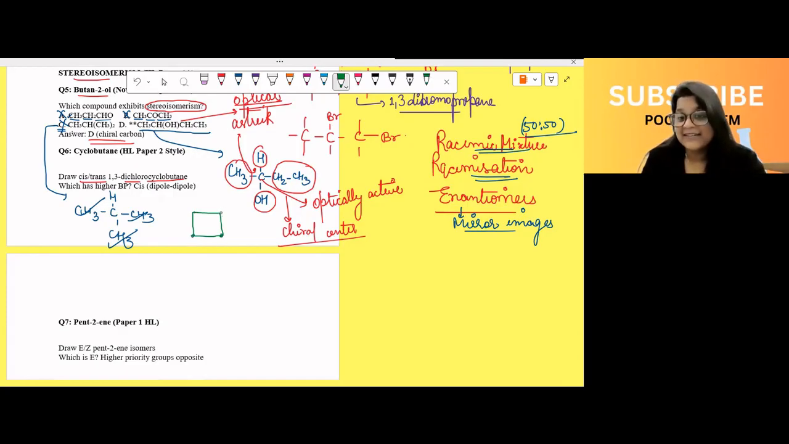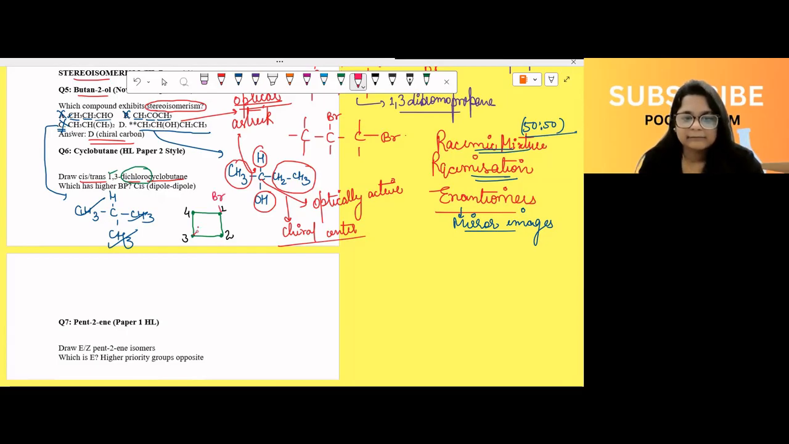Now, I have chlorine attached at first and third. I can number it anywhere, right? I can start numbering from anywhere because they have not specified. So let's say I started from here: 1, 2, 3, 4. So my halogen is attached to this carbon and this carbon, right?